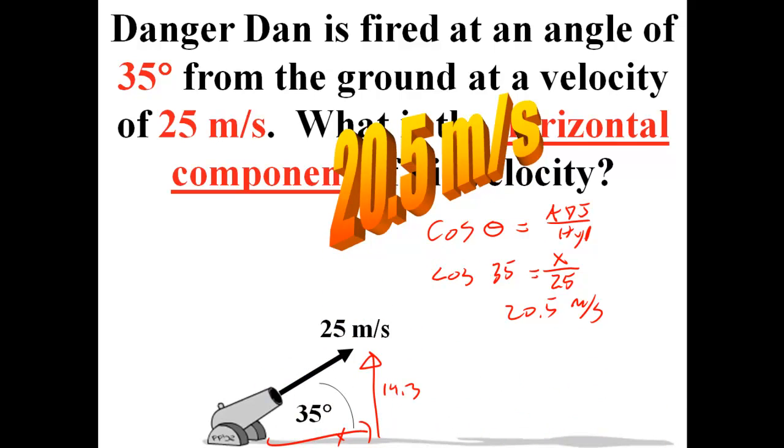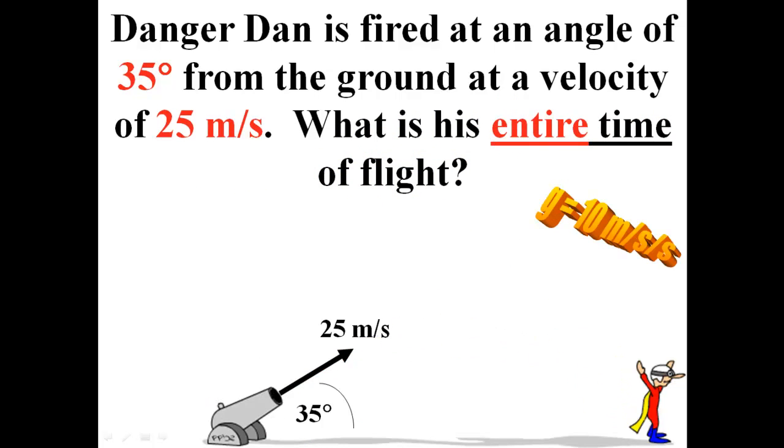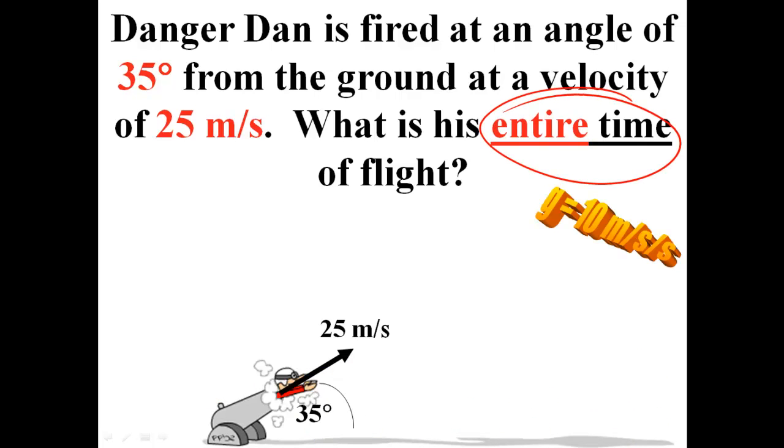All right, so we know the two velocities. Now we can solve for anything, any part of this motion that's vertical or any part of it that's horizontal. Remember, if it's asking for vertical things, we have to use vertical velocities. If it asks for horizontal things, we have to use horizontal velocities. So Danger Dan, we want to know what's his entire time of flight. How long is he in the air for? Well, if you remember our very first problem, we figured out how long it takes for something to fall.